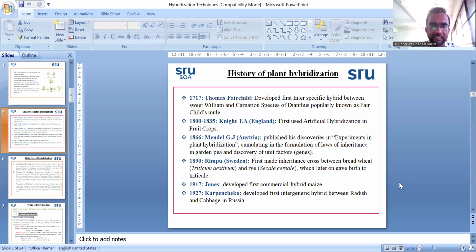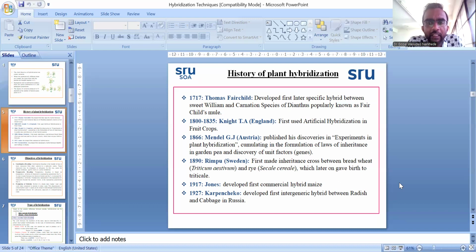Then in 1866, the great Gregor John Mendel from Austria published his discoveries in Experiments in Plant Hybridization, regarding the formulation of laws of inheritance from his work on garden pea. Later, he became known as the father of genetics because of his laws of inheritance.